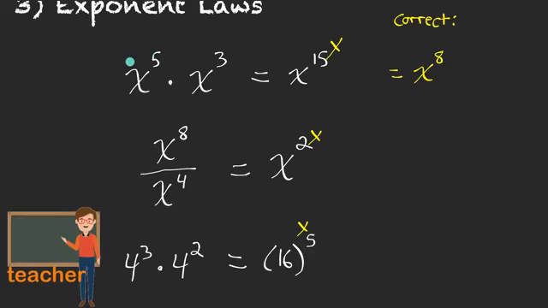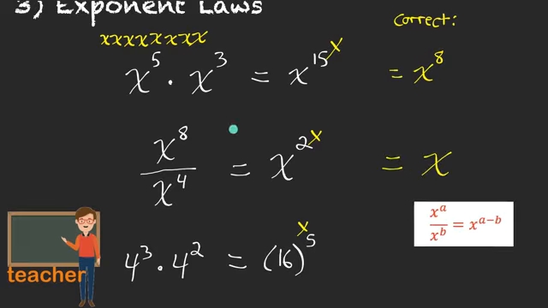And if you want to see why, you can take the time to write it out in factored form, right? X to the 5 means x times x times x times x times x. Then we have to multiply that by x cubed, which means multiply it by 3 more factors of x. And if you look at how many x's we have being multiplied together, there are 8 of them, x to the 8.